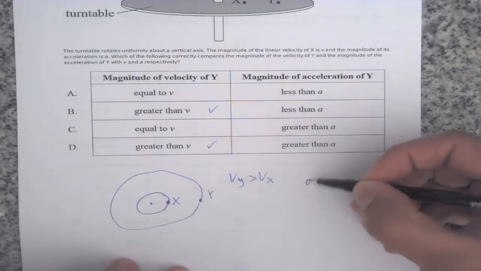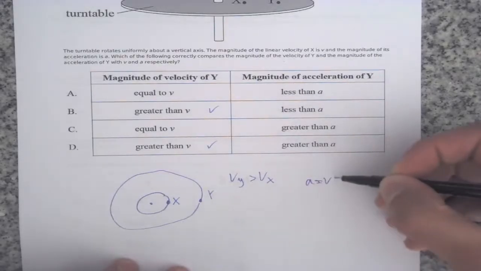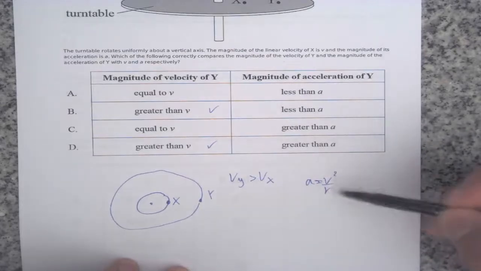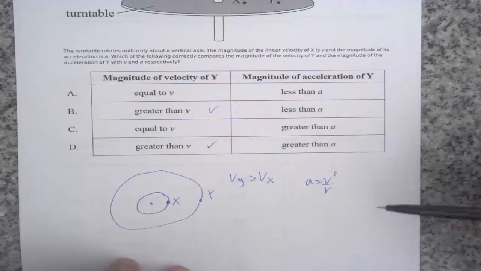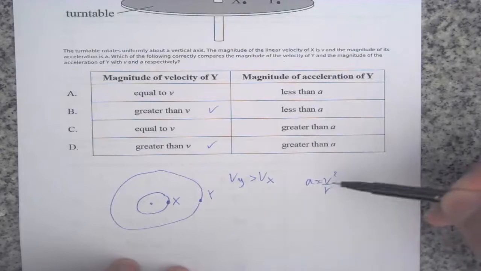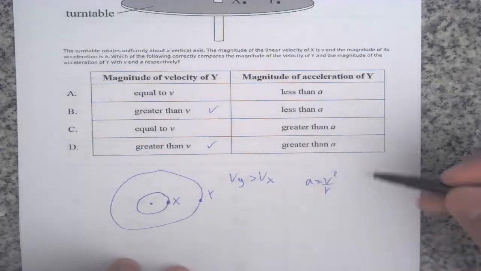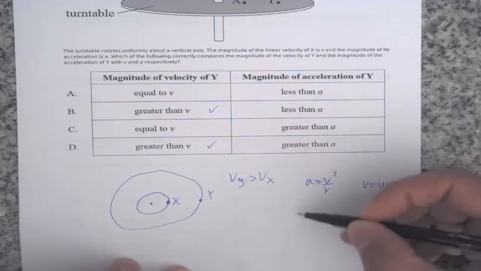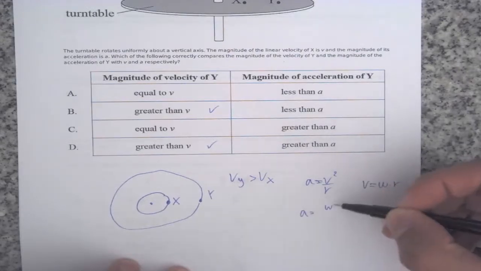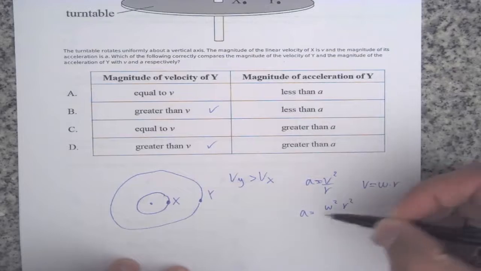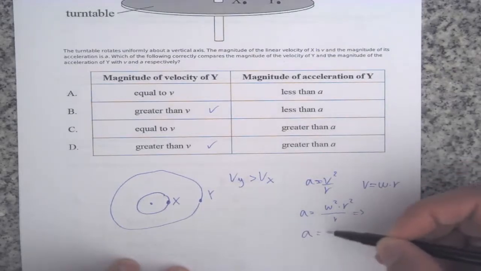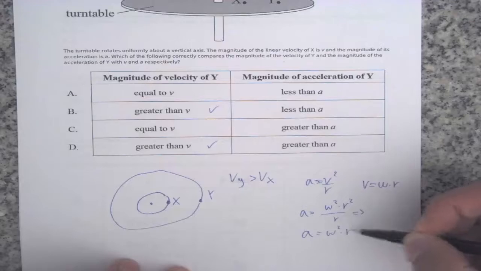Acceleration, centripetal acceleration, is v squared over r. Now we cannot really work with this formula because we don't know velocity, we don't know r. We know that they are bigger, but this is squared also, so it's a little bit complicated. What I can do is substitute the velocity with this formula. So acceleration now is omega squared times r squared over r. So you have this relationship for acceleration, omega squared times r.